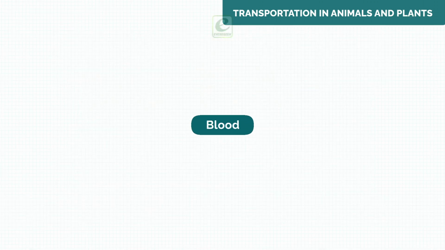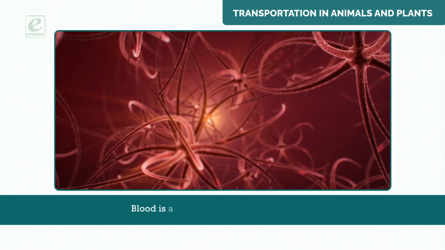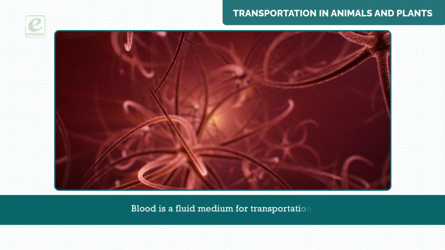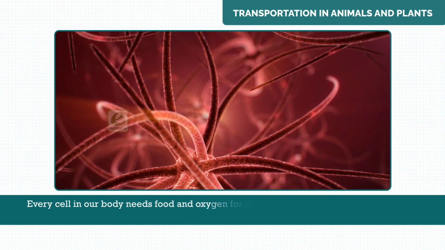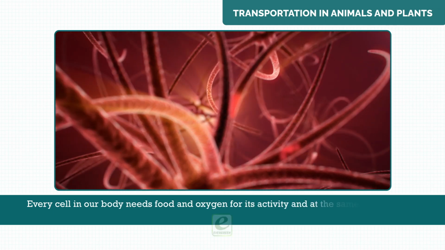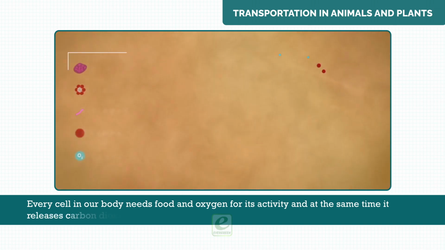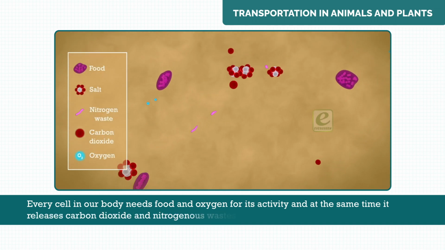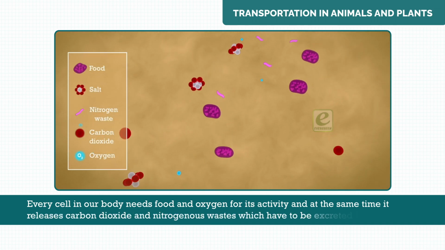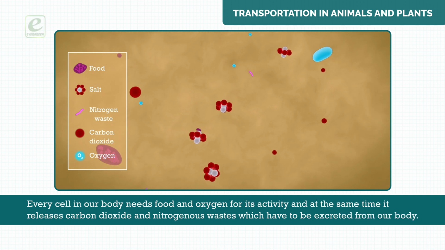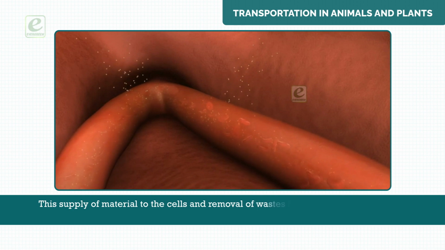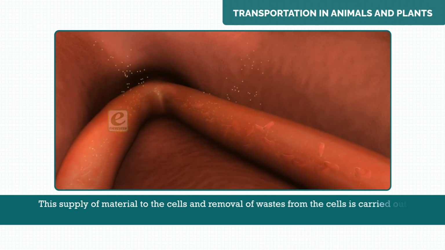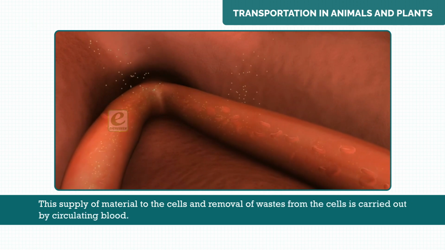Blood. Blood is a fluid medium for transportation. Every cell in our body needs food and oxygen for its activity, and at the same time it releases carbon dioxide and nitrogenous wastes which have to be excreted from our body. This supply of material to the cells and removal of wastes from the cells is carried out by circulating blood.